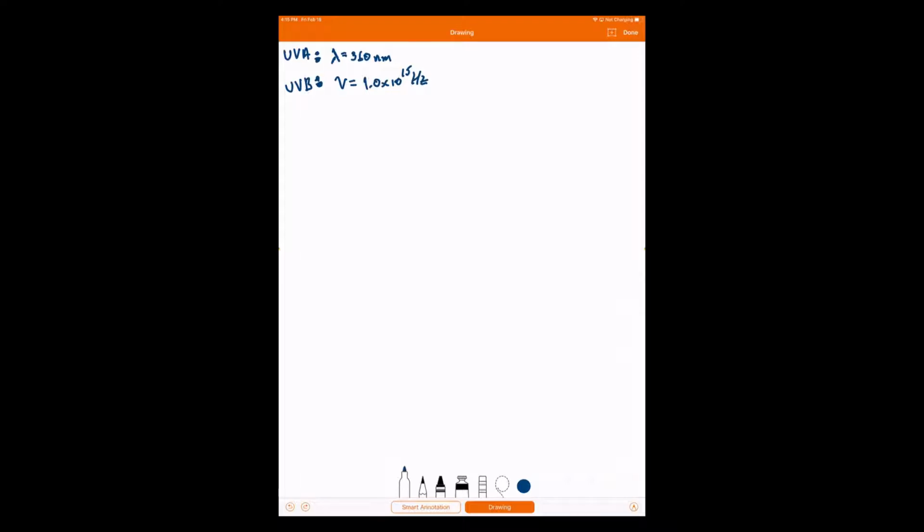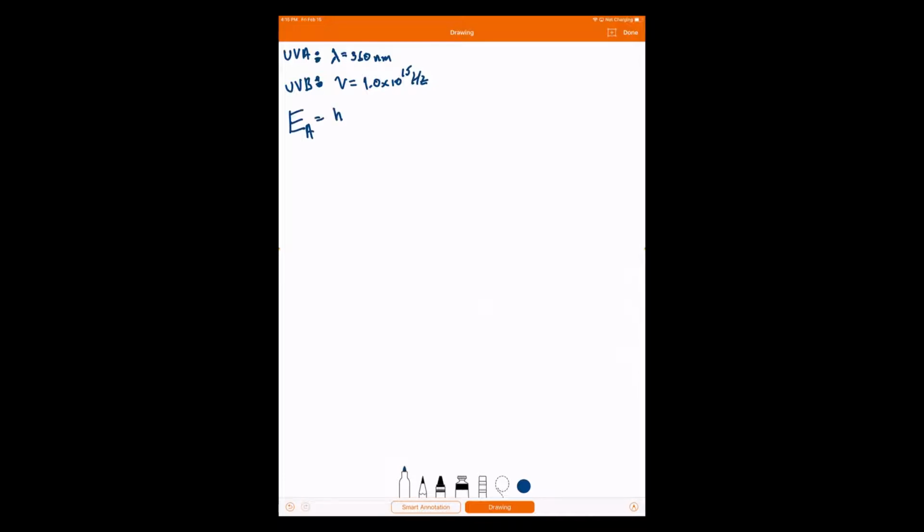Alright guys, here's question number 4. In order to do question number 4, you have to have the solution to question number 2, so we're going to do both in line. Question number 2 asks you about the energy of a photon for UVA radiation, and the wavelength is given as 360 nanometers. Later on, question number 4 asks you about the difference between UVA and UVB, and it gives you the frequency of UVB at 1.0 times 10 to the 15th hertz.